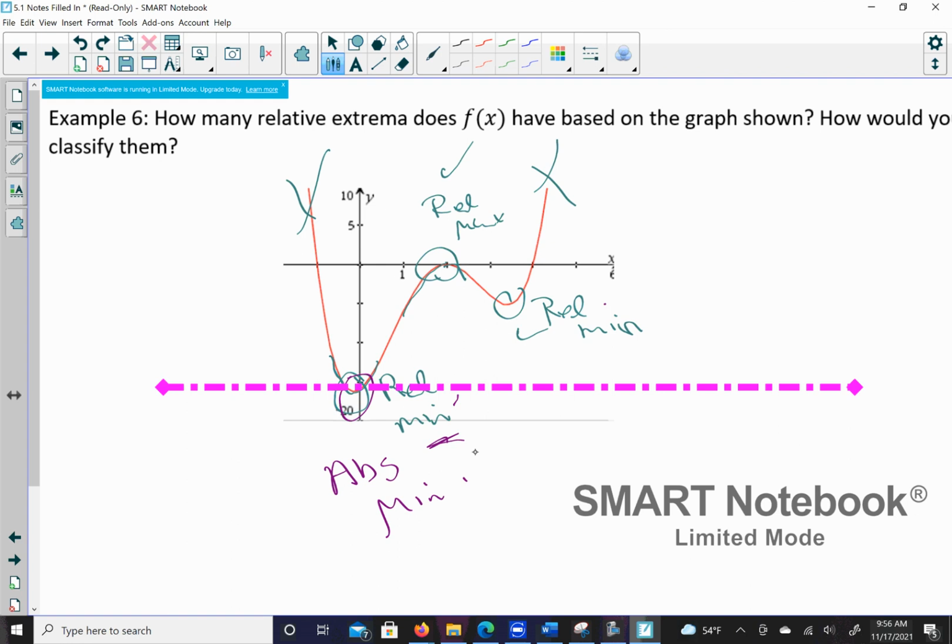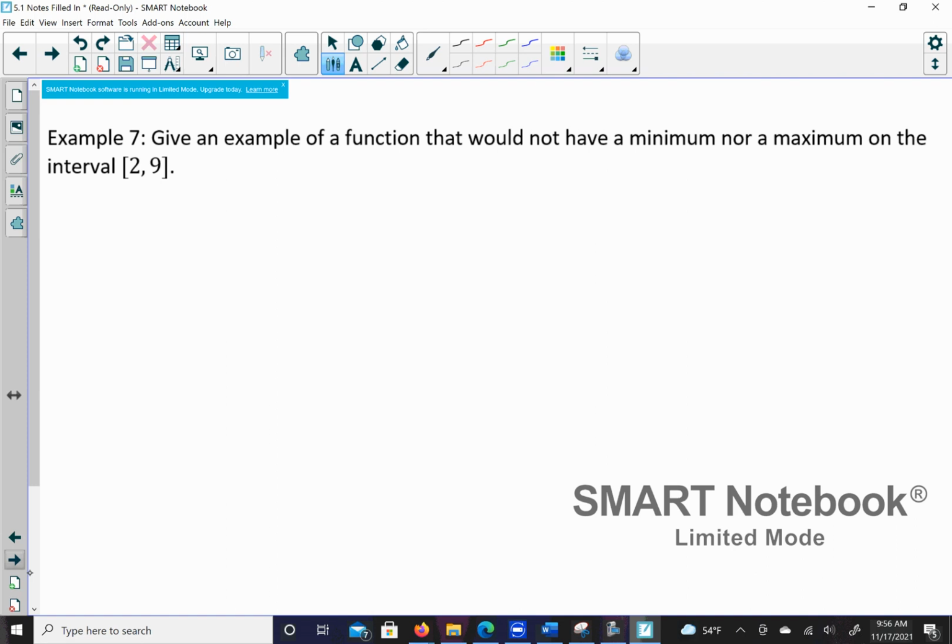If you have a relative min or a relative max, you have a critical number. So that tells me a lot about the derivative of the function. So I need to know that it's not just an absolute, that it's also relative.